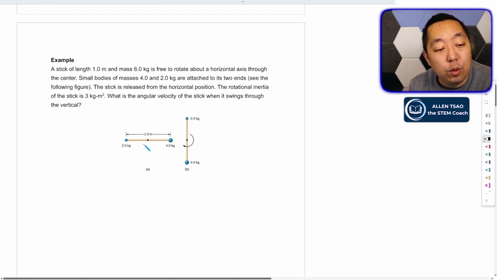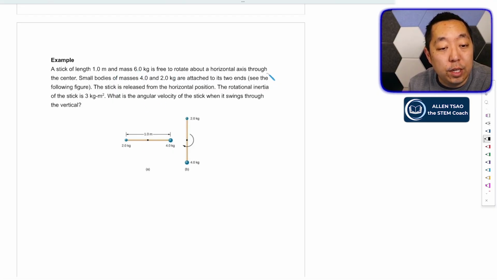So we have a stick of length 1 meter, mass 6 kilograms, free to rotate about the horizontal axis through the center. Small bodies are attached to the two ends. The stick is released from the horizontal position. The rotational inertia of the stick is here. What is the angular velocity of the stick when it swings through the vertical?